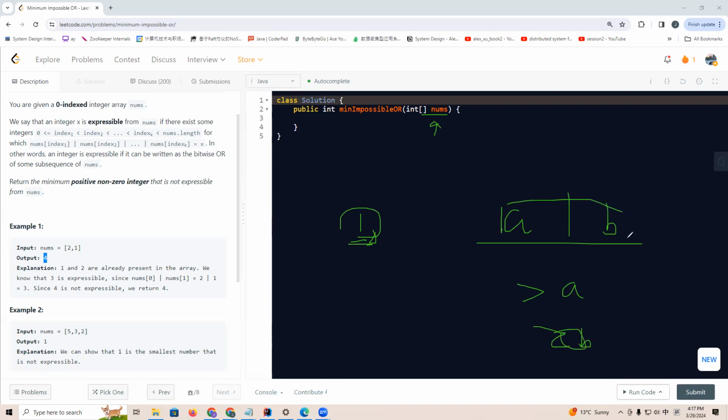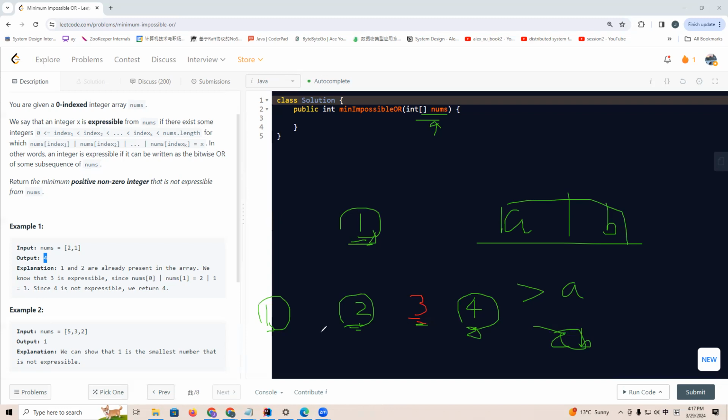So let's look at the characteristics of OR operations. For example, there is 1 and there is 2. 1 OR 2 can form 3, but they cannot form 4. Then the next one, we need to check if there is 1 and 2. We don't need to check 3. The next one we need to check is 4.